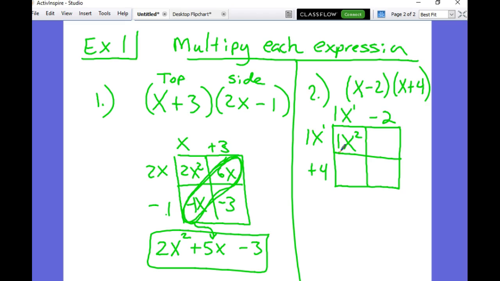Rowan, what'd you get for this box over here? True. And Alexis. Where did I put you, Alexis? Is he here today? I'm still getting used to our new seats. Let's try Kiana. Danielle, what goes here? 4x. True. And then next, Hannah, what goes here?